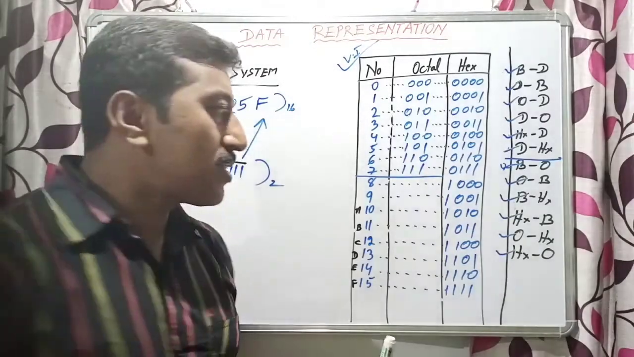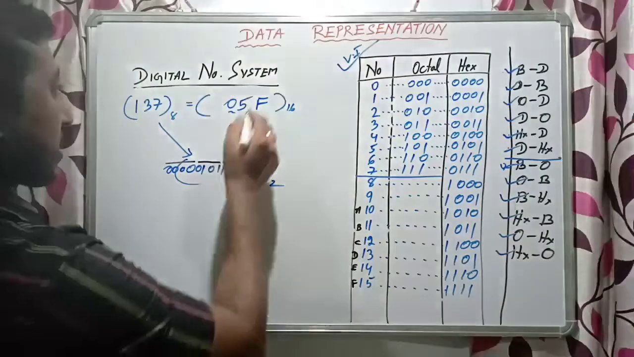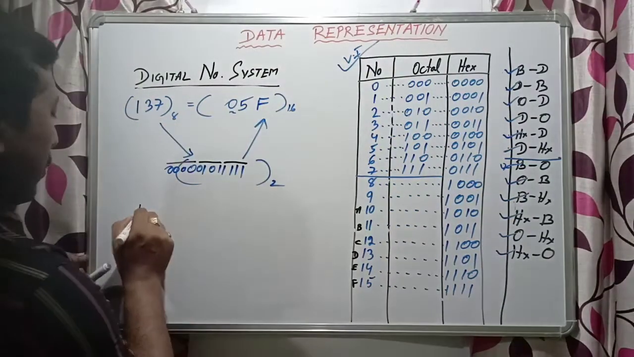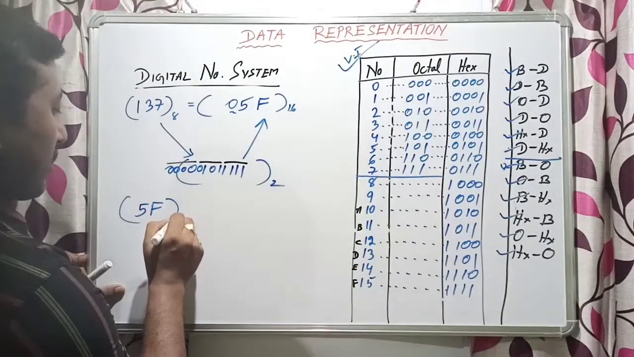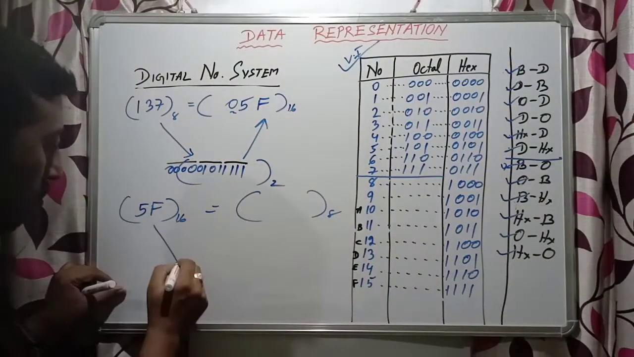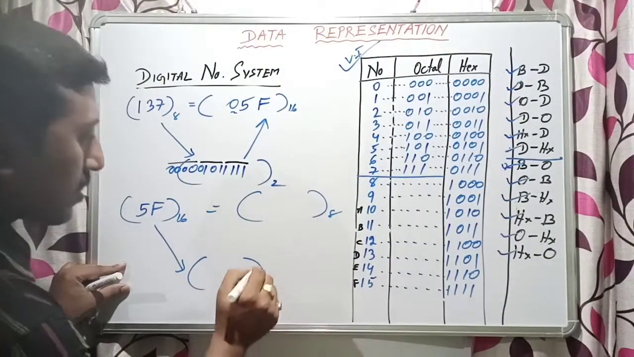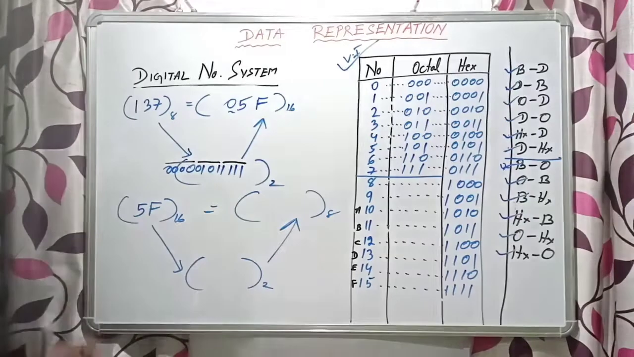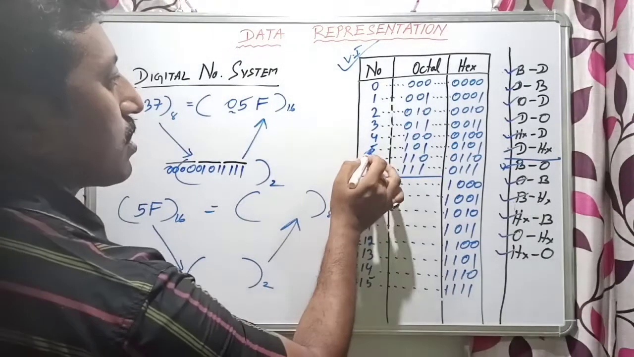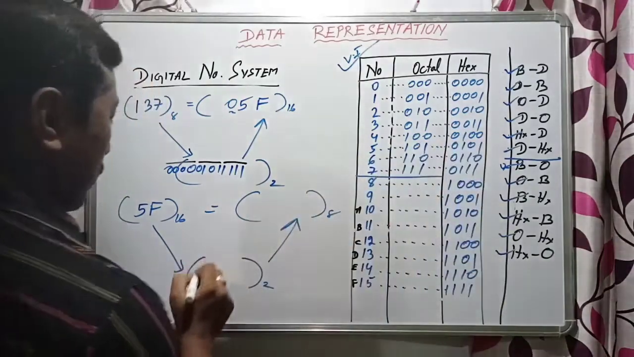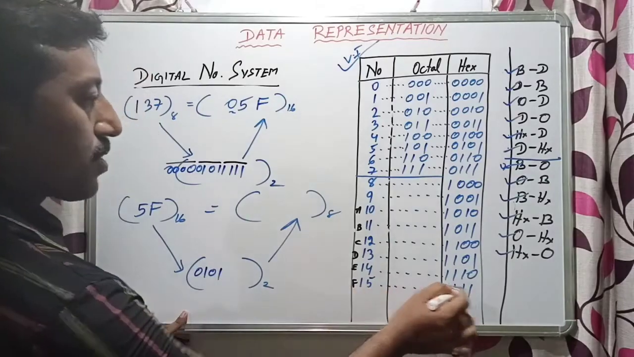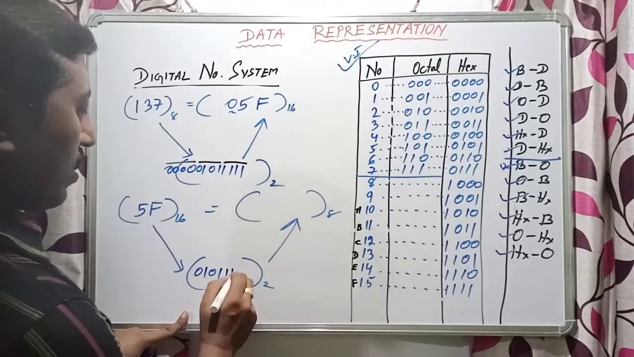Now let us convert hexadecimal to octal. The hexadecimal number we are taking is 5F. This is hexadecimal and we'll convert it to octal. For that also, first we'll convert to binary, then after that we'll convert to octal. 5F means 5 is 0 1 0 1, and F means 15, which is 1 1 1 1.